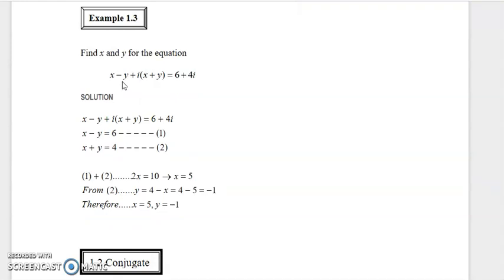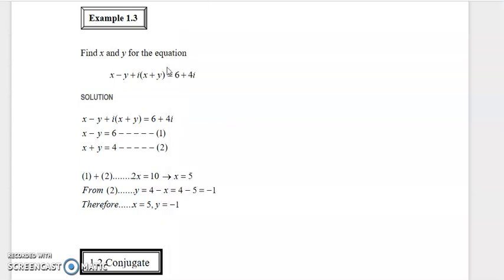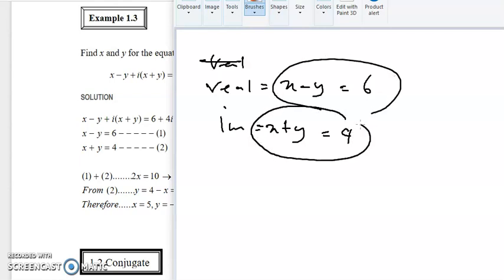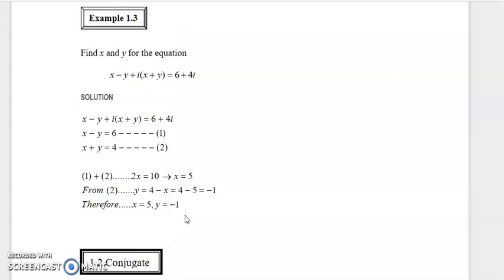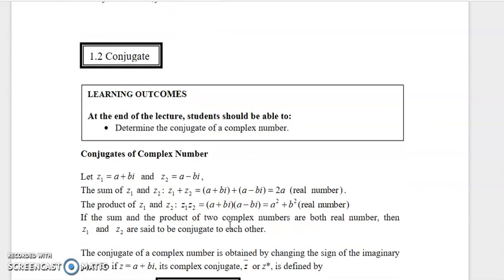So kalau tengok kat sini, our real parts, okay, real part is equal to x minus y, and then the imaginary part is equal to x plus y. Then comparing, the real part here is given as 6, and then the imaginary part here, x plus y is equal to 4. You already have the two equations here. So this is the first equation, this is the second equation. So you can solve it simultaneously. You can have the answer for the x and y here. So we are going to continue about the conjugate in the next video.